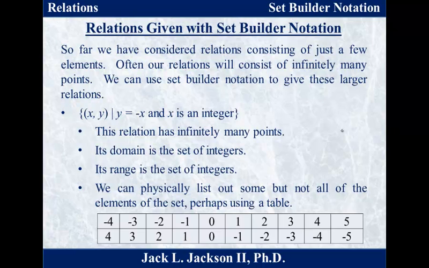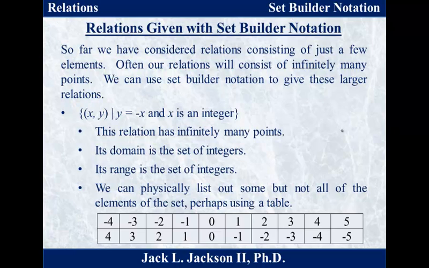The domain is the set of integers because it says x can be any integer. And its range then, in this case, turns out to be the set of integers as well, because when we take the opposite of an integer, we get an integer, and eventually they're all used there. So the domain and range are the entire set of integers, both of them. Now, we can list out physically some of the ordered pairs here, but we can't list them all out because there are infinitely many of them. So we need something like the set builder notation or something similar to indicate all of the ordered pairs, because we can't write down a physical list.